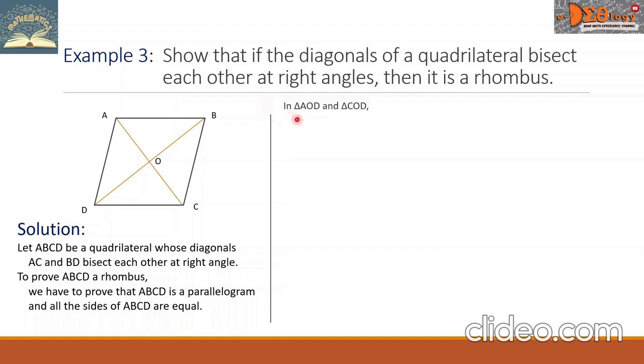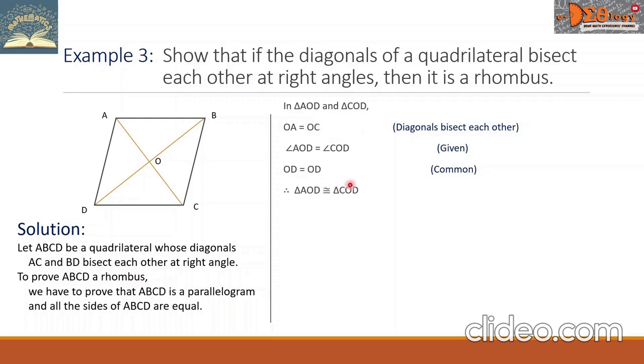We see here now that in triangle AOD and triangle COD, OA equals OC. We say that diagonals bisect each other. It's given in the problem. Then angle AOD equals angle COD. Actually, both are right angles. It is given in the problem. Then OD equals OD. That means this OD is a side common to the two triangles. Therefore, we conclude that triangle AOD is congruent to triangle COD by the SAS congruence rule. Then we conclude that AD equals CD because corresponding parts of congruent triangles are congruent.